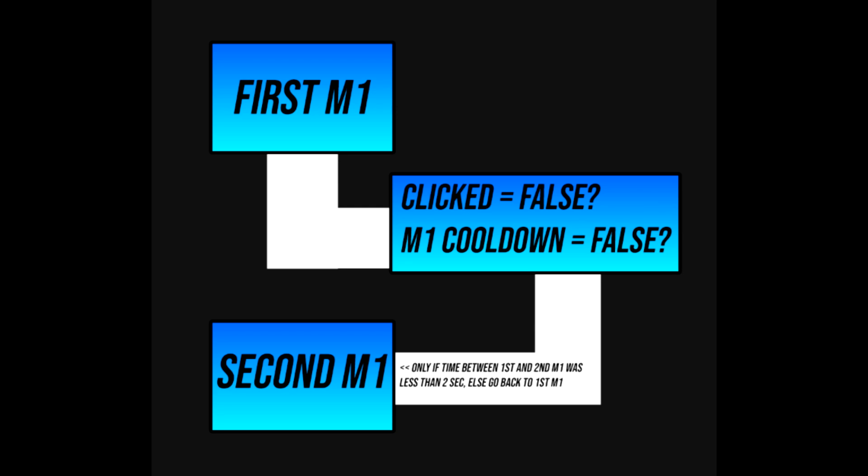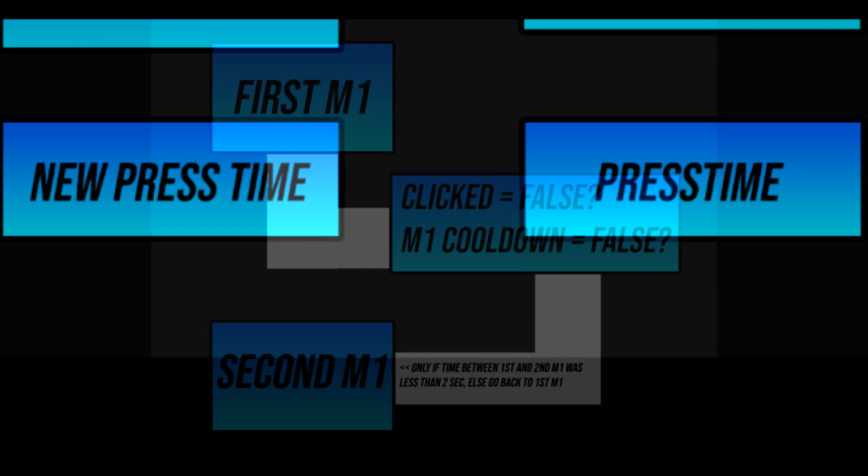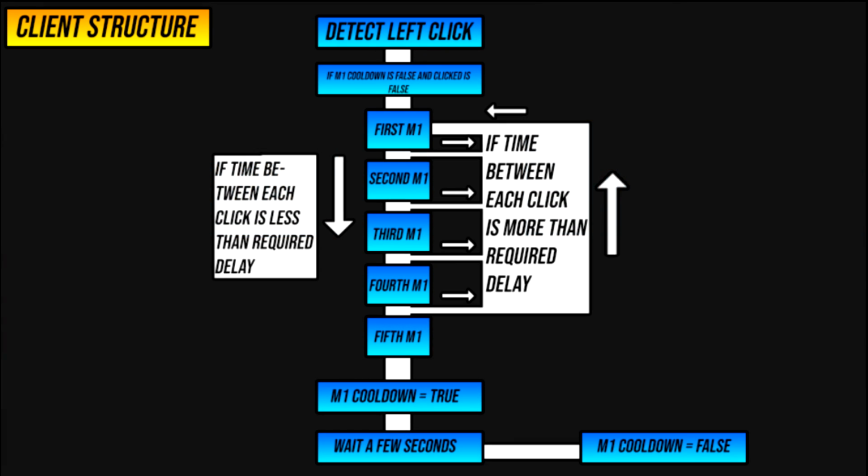Now I'll explain press time and new press time a bit more. Both of these variables are used to detect the time between each press of the left mouse button. So if the time is less than 2 seconds, meaning I did the first M1 and then waited for less than 2 seconds and then did the second M1, we will move on to the next attack. But if the time is greater than that, then the M1s will reset and we will go back to the first M1. This will all be the same for the rest of the M1s.